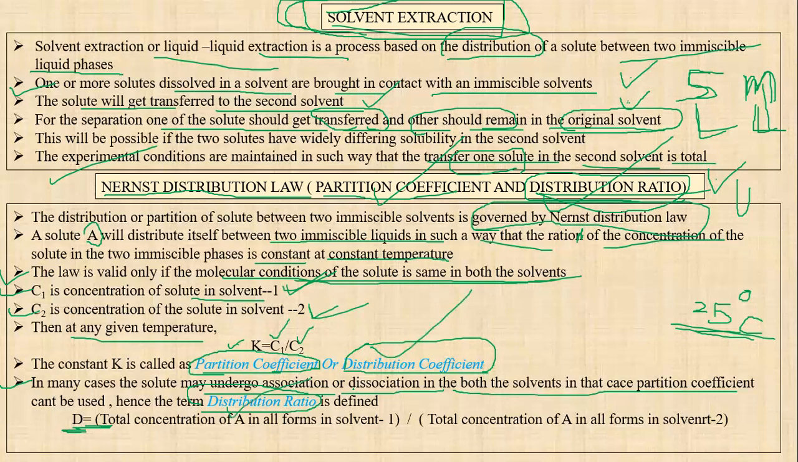If molecules associate or dissociate, that is, they are reacting, in that case it is the total concentration of A in all forms in solvent A, which may be associated or dissociated, and the total concentration of solute in solvent B in all forms, which may be associated or dissociated.